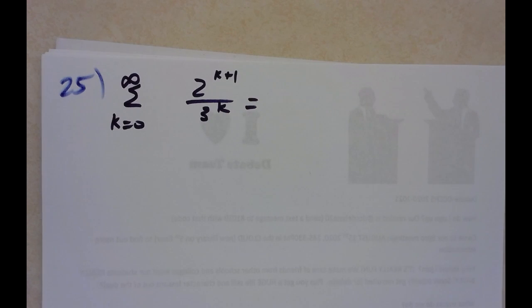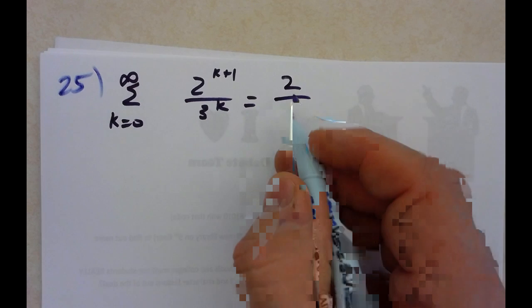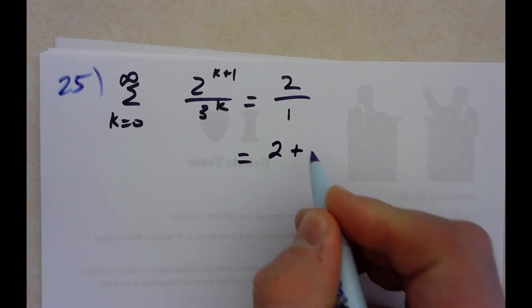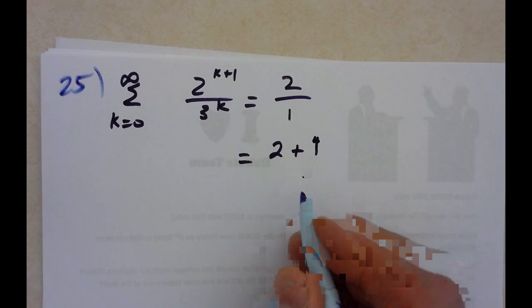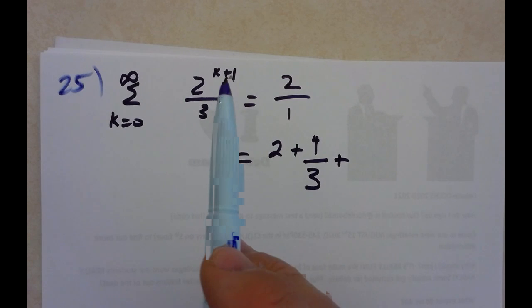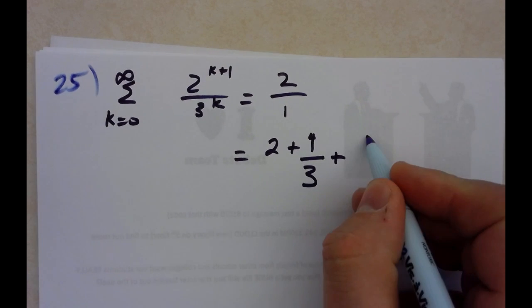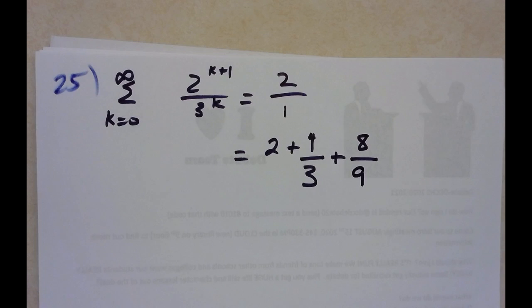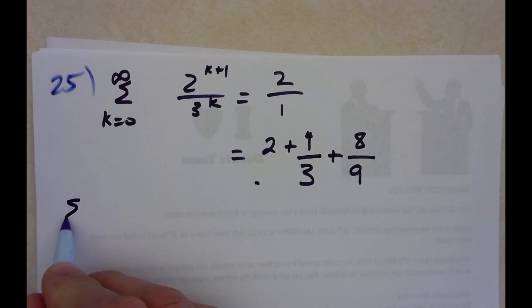So substitute 0: 2 to the 0 plus 1, which is 2, over 3 to the 0. So our first term is 2. Then we substitute 1: we get 2 squared over 3 to the 1, which is 3. All right, let's see if we can see the pattern. Substitute in k equals 2, which is 3. 2 to the 3 is 8 over 9. Now, could we read this? Could we? Yeah, we could.